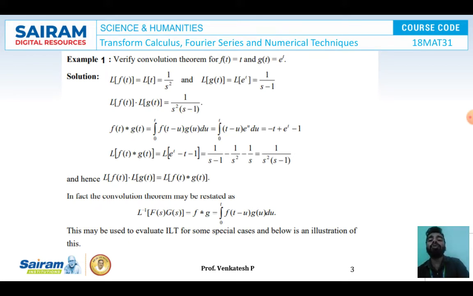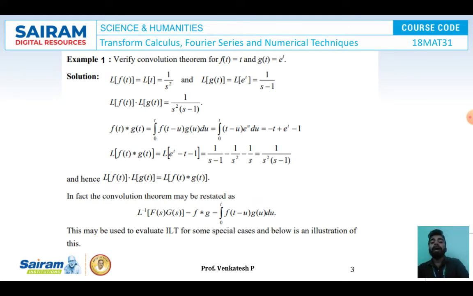Now I am going to prove the RHS part. That is, I am going to consider f of t star g of t. So f of t star g of t is equal to integral 0 to t of f of t minus u into g of u du. Now I will convert f of t in terms of f of t minus u, and g of t in terms of g of u. So we will get integral 0 to t of t minus u into e power u du. Here t is a constant. After integrating this function and applying the limit, we will get minus t plus e power t minus 1. Now I am going to apply the Laplace transform to this equation on both sides.